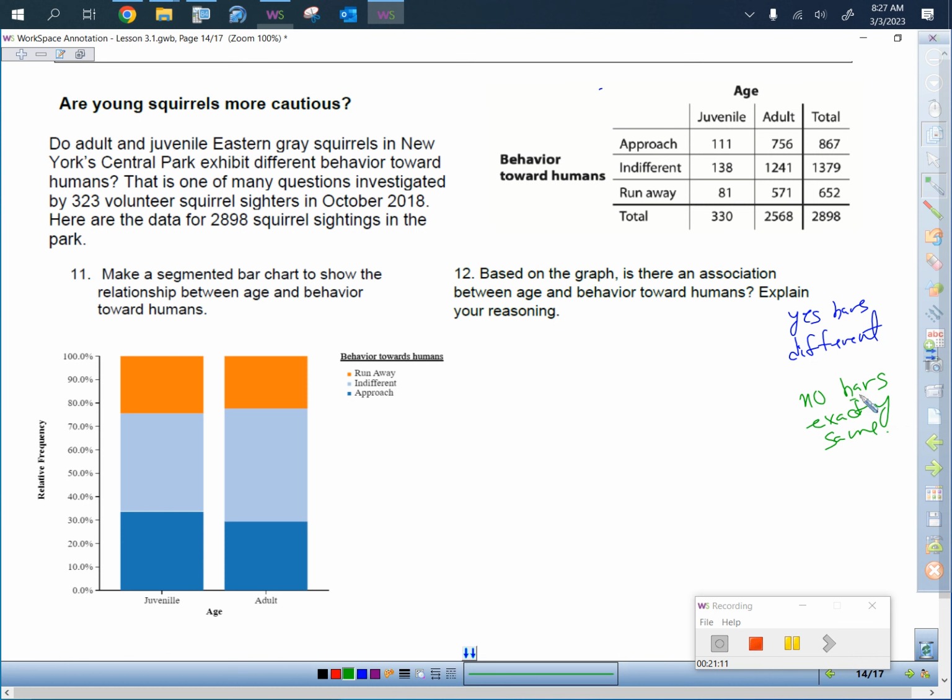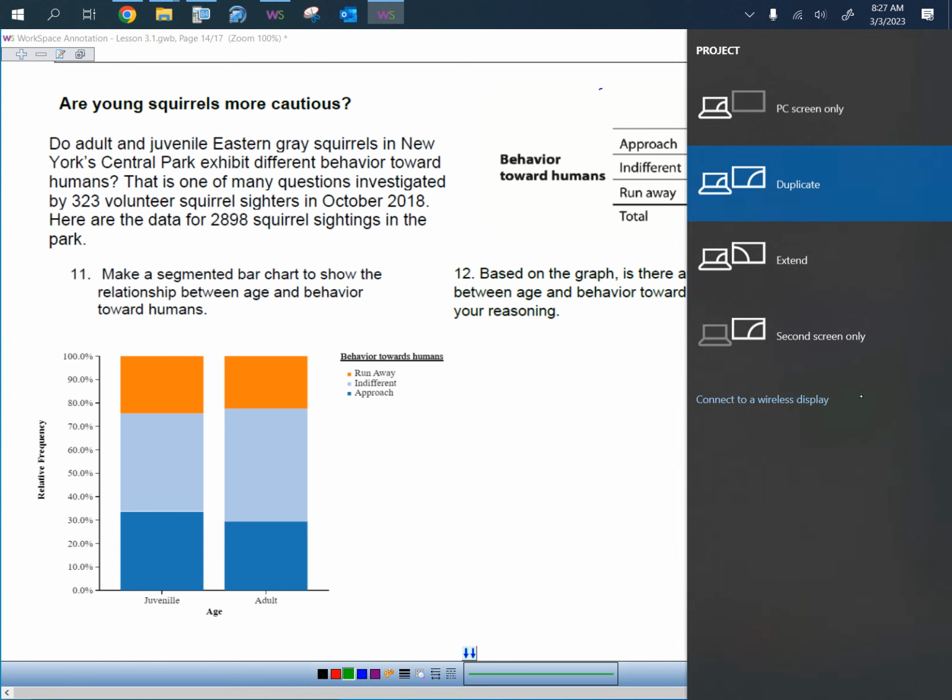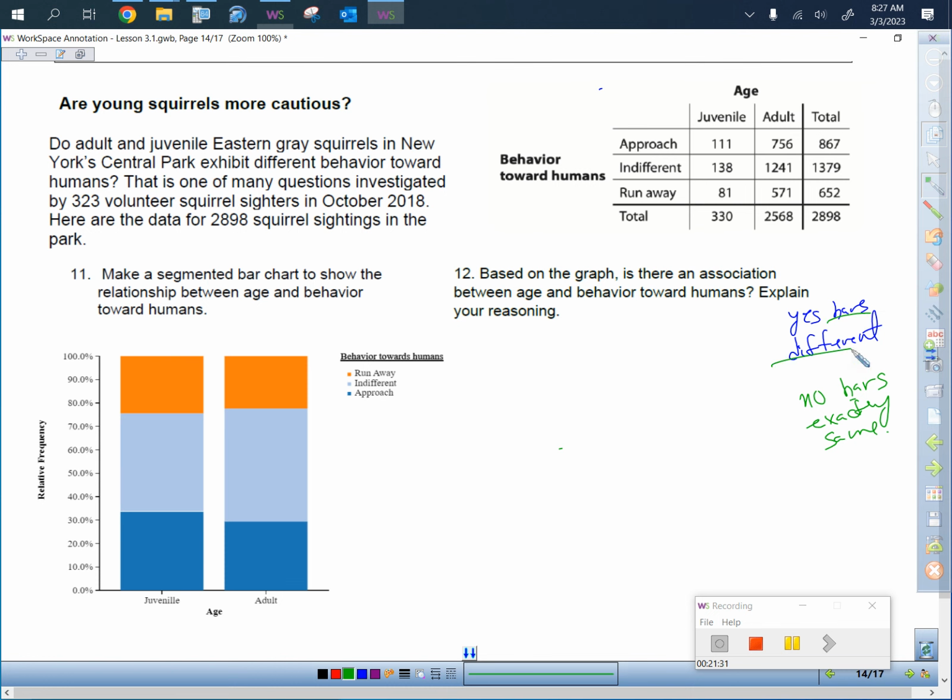So what do you think? Are those bars exactly the same? Is the dark blue, the light blue, and the orange exactly the same, or are they different? They are different. They're close to exactly the same, though. Would you agree? They are so close. But what do you think? Yes or no? Is there an association? The bars are different, so yes. Even though it's so close, since blue is approach, a baby squirrel is a little more likely to approach you than an adult squirrel.